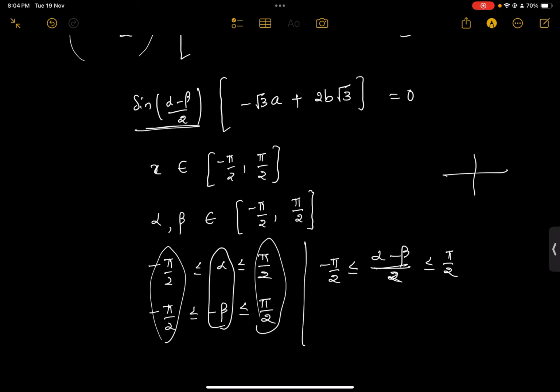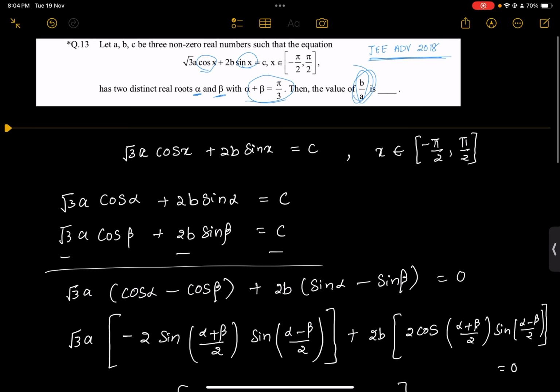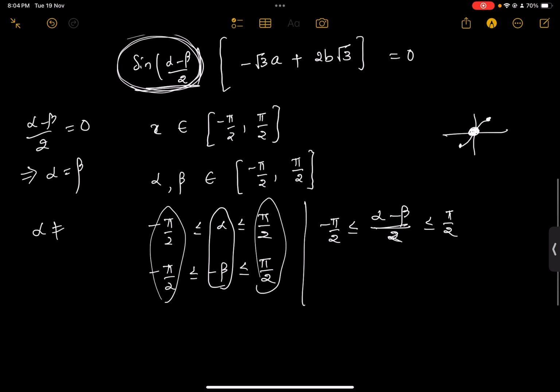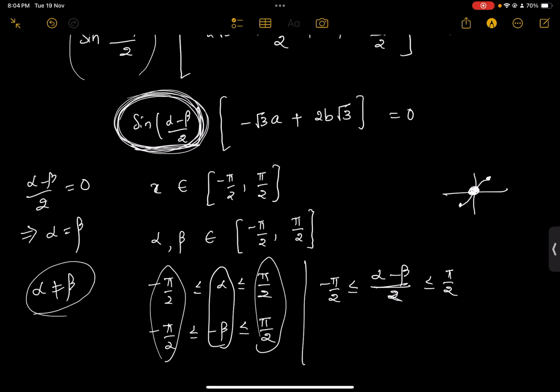So minus pi by 2, if you take the sine graph, and this is pi by 2. And this quantity becomes 0 only when alpha minus beta by 2 is equal to 0, only here. This implies that alpha is equal to beta. But in the question it is given that alpha and beta are distinct real roots. So alpha is not equal to beta. So this quantity is always non-zero.